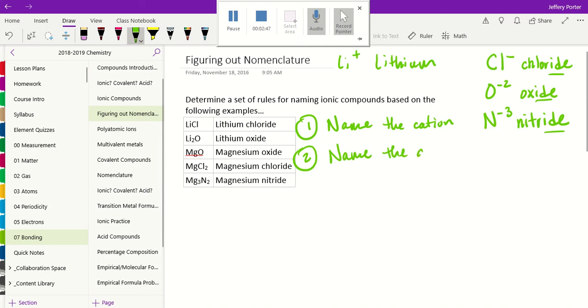Name the anion. What you'll notice in a couple slides, not all of your anions end in IDE. So it's much simpler to just say name the anion because some of your anions may have different suffixes than the IDE suffix.